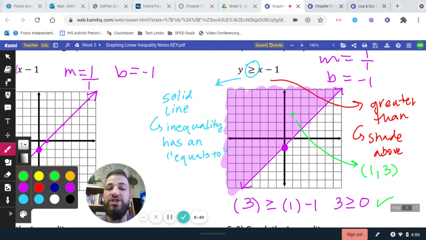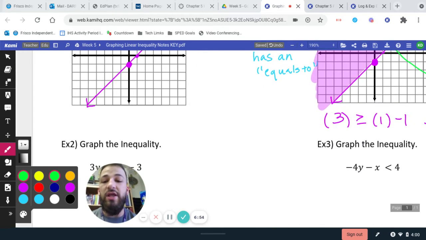Because I could pick any point in the shaded region and plug it into my equation, and the inequality should still be true. So that's what it means when we shade in. We're saying that any points in this region would still be true for that inequality. Okay, so let's look at another one.